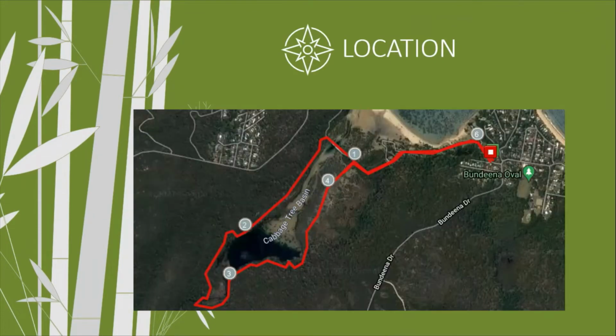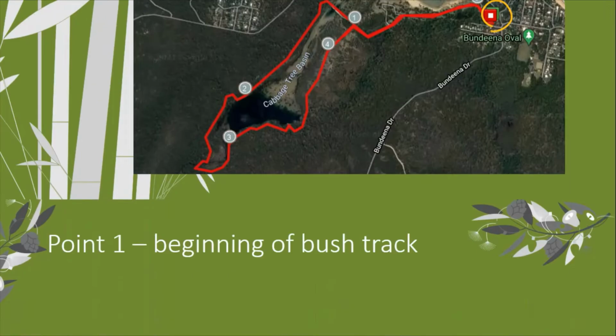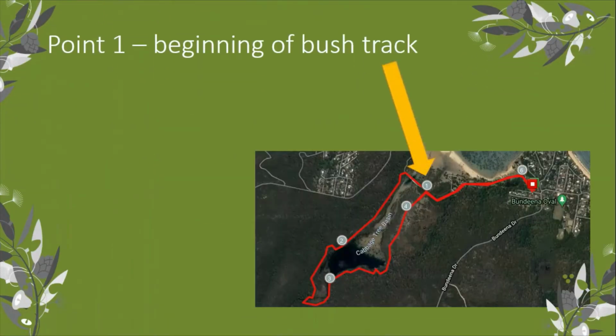Tour route. The red marking on the satellite map shows us the route of a bushwalk around the Cabbage Tree Basin. The bushwalk starts at the Bonnievale entrance, from which it leads into the Bonnievale picnic area. Point 1 marked on the red line is where the bush track to the Cabbage Tree Basin continues.